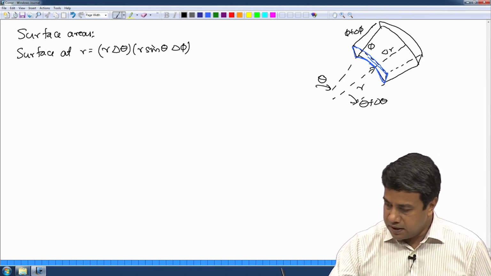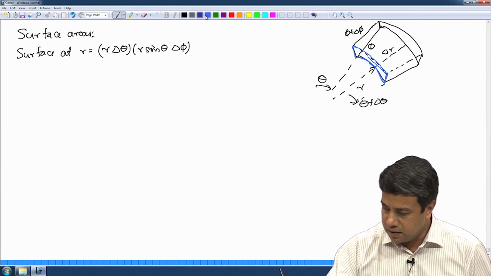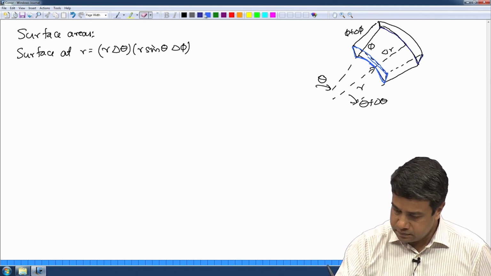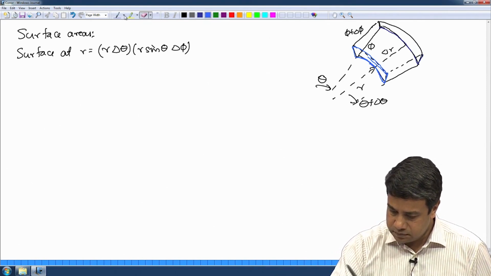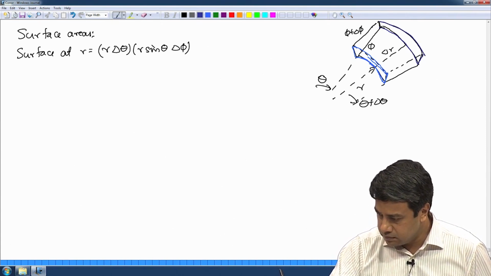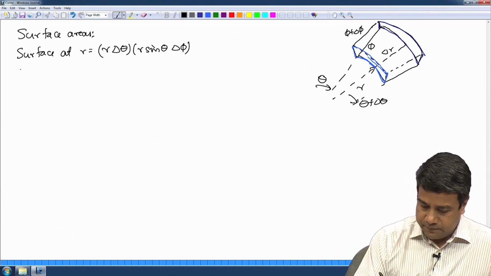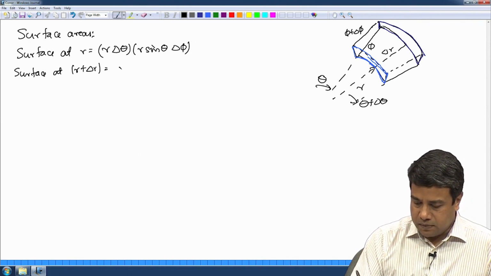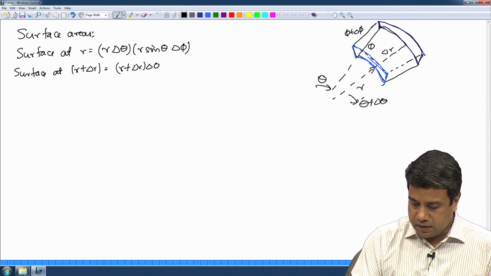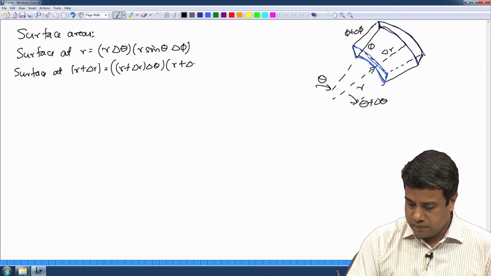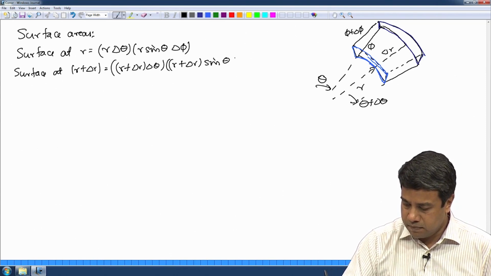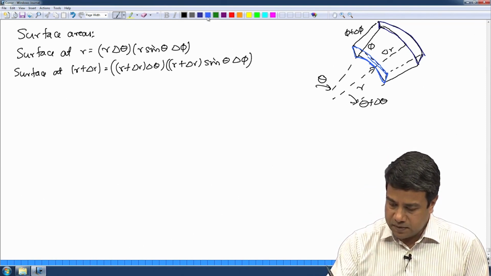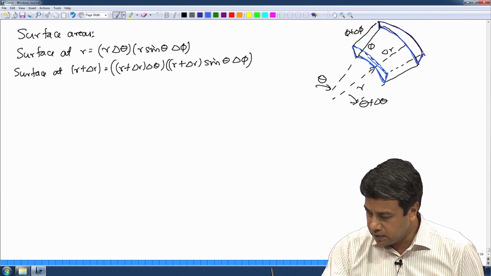The next is the surface perpendicular to the radial coordinate at r plus delta r. What is the surface at r plus delta r? It is equal to r plus delta r, delta theta, into the length in the phi direction. So, those are the two surfaces that are perpendicular to the r coordinate. The blue ones are perpendicular to the r coordinate.